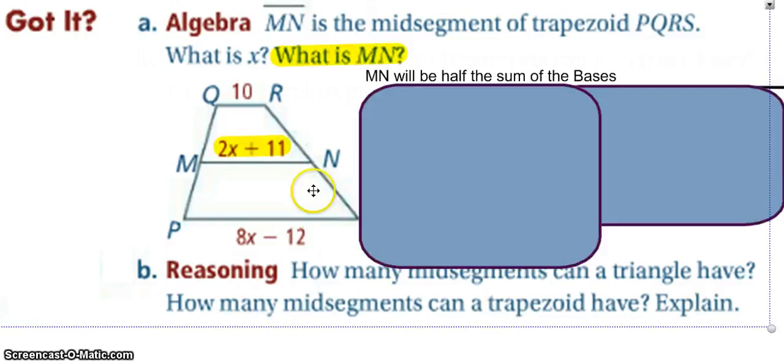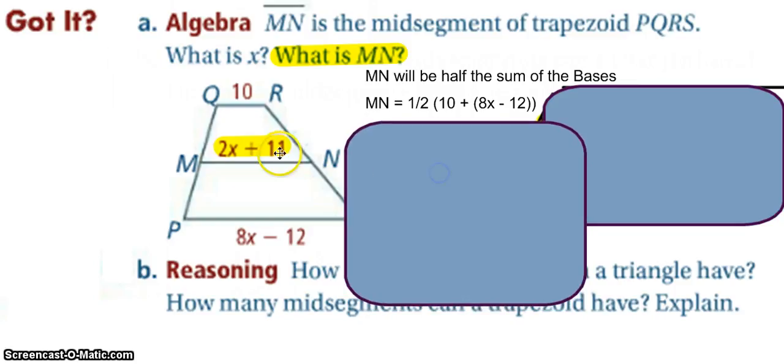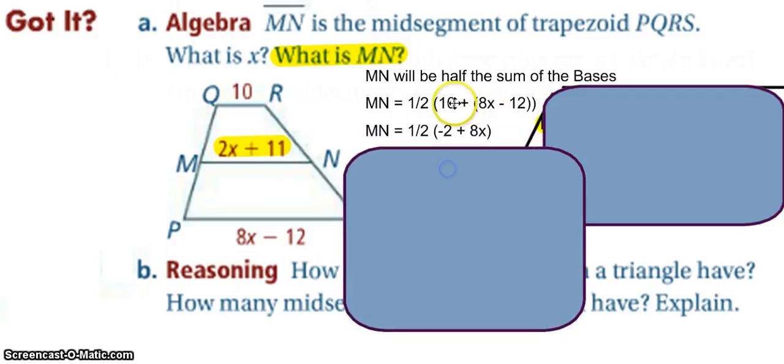Alright, so when we approach part A on this got it, we know that MN is the midpoint, so it's going to be half the sum of our bases. So I go ahead and write that out. I'm not even going to deal with the expression for MN yet. I'm just going to write out the work for half the sum of the bases. So I have my top base, my bottom base. I'm trying to add them together so I can only add the like terms. So I add the 10 and the negative 12, which gives me a negative 2.